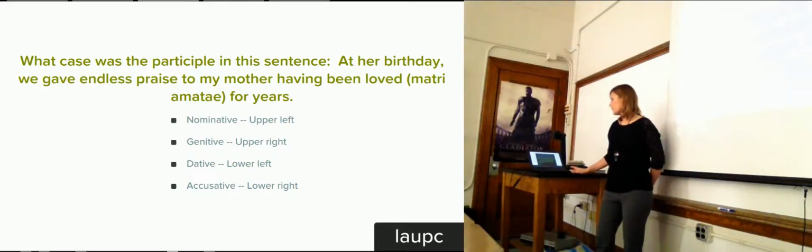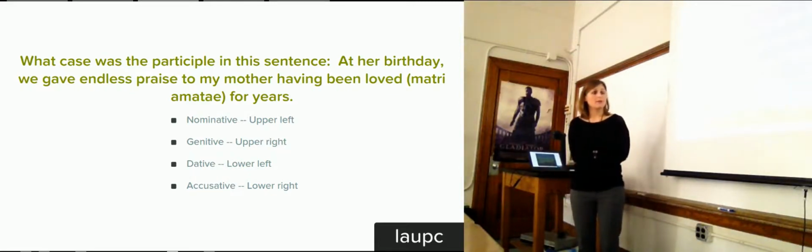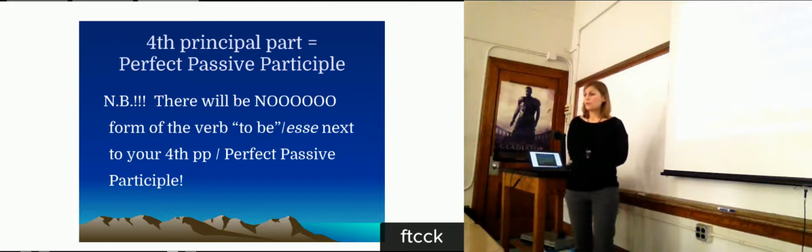Good. Okay, one quick nota bene for you. A fourth principal part, perfect passive participle, will never, ever, ever, ever have a form of the verb to be next to it. In fact, on the flip side, if a fourth principal part has a form of the verb to be next to it, it will not be a participle. It will be part of the perfect passive system. It will be an actual verb that has a subject. So be aware when you're looking at a fourth principal part, what's around it.